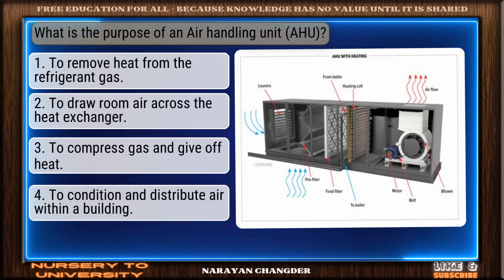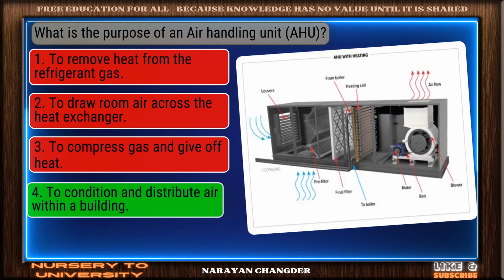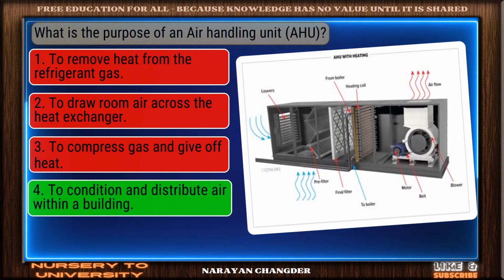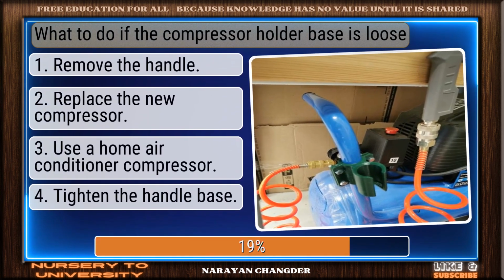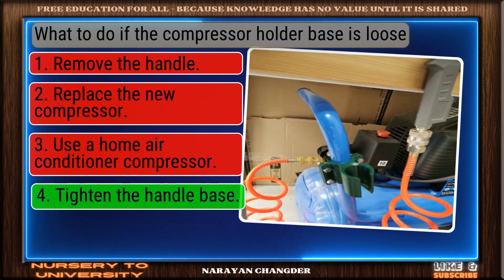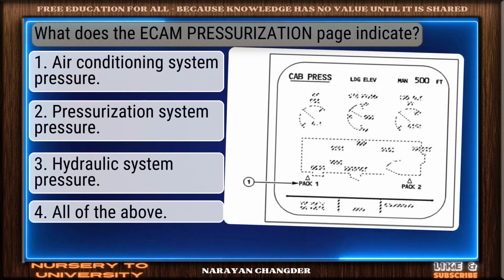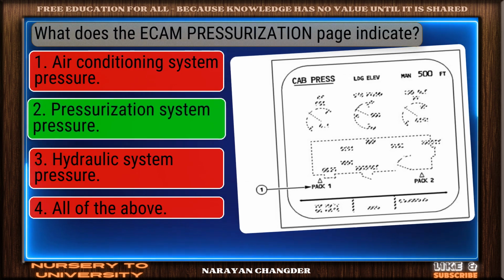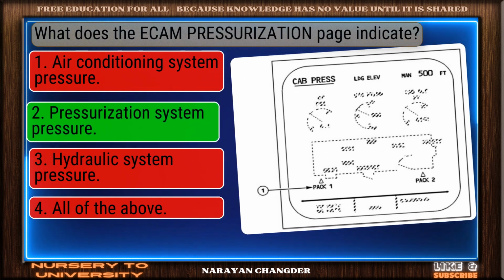What is the purpose of an air handling unit? Perfect. To condition and distribute air within a building is the correct choice. What to do if the compressor holder base is loose? Well reasoned. Tighten the holder base is the correct choice. What does the ECAM pressurization page indicate? Smart pick. Pressurization system pressure is the correct choice.